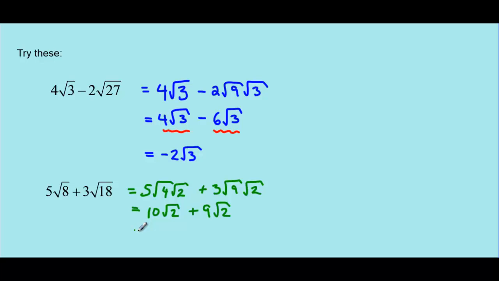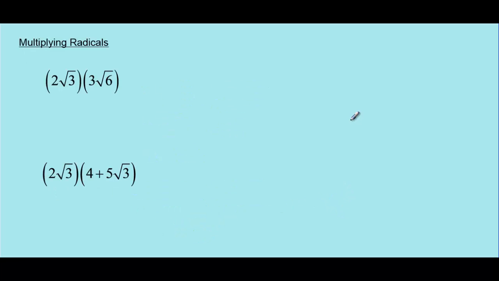And 10 root 2's plus 9 root 2's is 19 root 2's, or 19 root 2 is our final simplified answer. The last bit of simplifying we're going to look at is when we want to multiply radical numbers. Again, this works just like if we're multiplying numbers with variables. We would multiply coefficients times coefficients and a variable times a variable. In this case, we're going to multiply a radical times a radical.